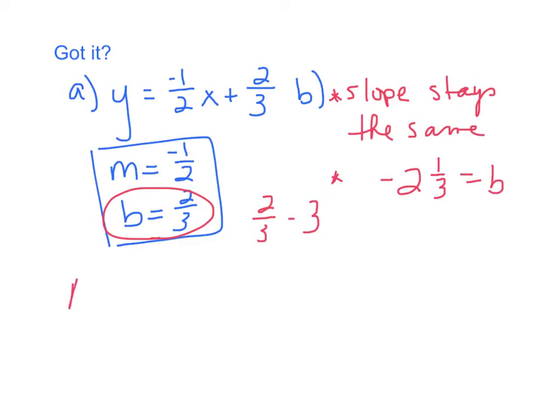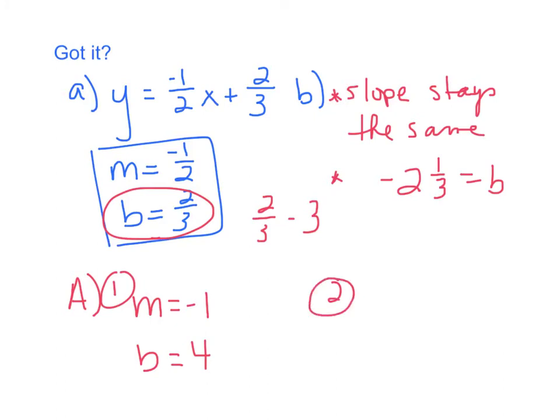Practice A. What's your slope? Y-intercept. Do this yourself. What would m be? m would be negative 1. What would b be? b would be 4. Number 2, m would be 1/4. b would be negative 1/3. That's it. Now look at the got it.